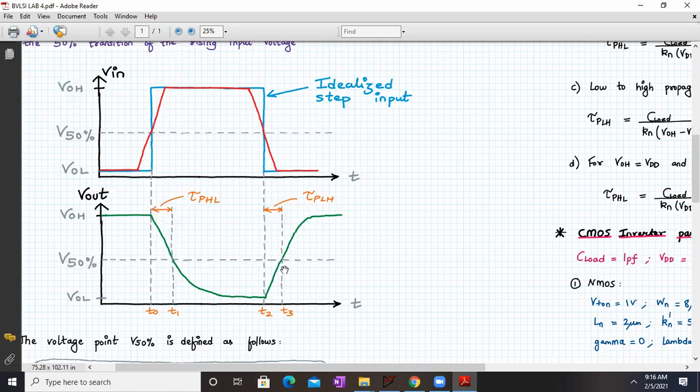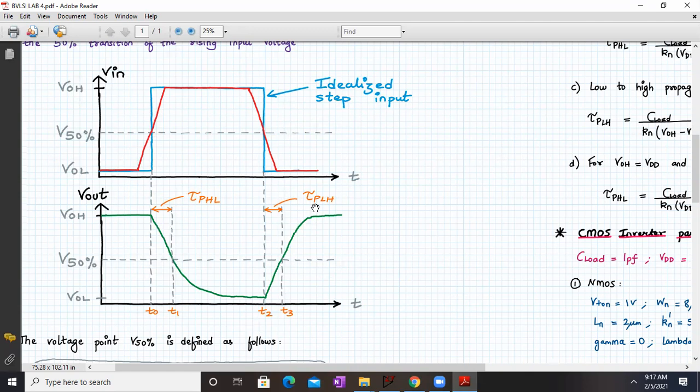So we have marked over here the 50% line, we have marked VOL, we have marked VOH. So what will be the high to low propagation delay? It will be the time T naught when the input reaches 50% and time T1 when the output reaches 50%.